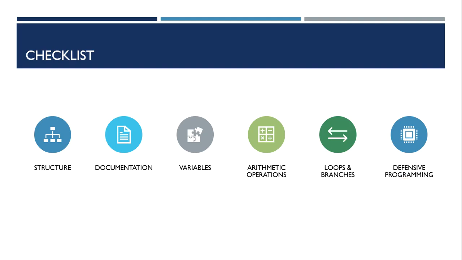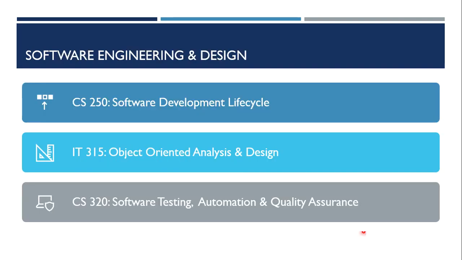Now for the first category, which is software engineering and design, I have decided to combine 3 of my classes that I have taken. The first one being CS250, Software Development and Lifecycle, IT315, Object-Oriented Analysis and Design, and CS320, Software Testing, Automation, and Quality Assurance.